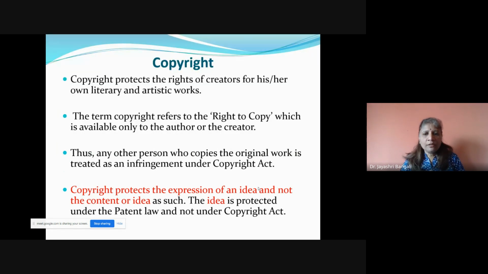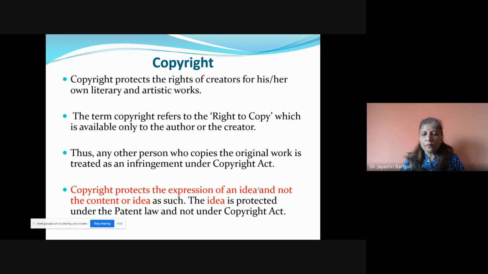The next important type of IP is copyright. Copyright protects the rights of creators for their own literary and artistic work, and the term copyright refers to the right to copy. If you have copyright of your material, then others cannot use it. It is illegal. Copyright protects the expression of an idea and not the content or idea itself.